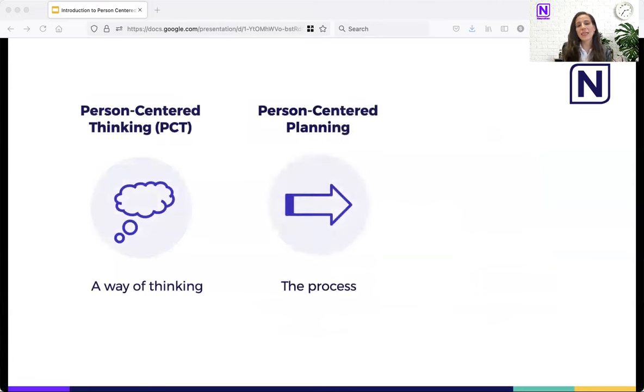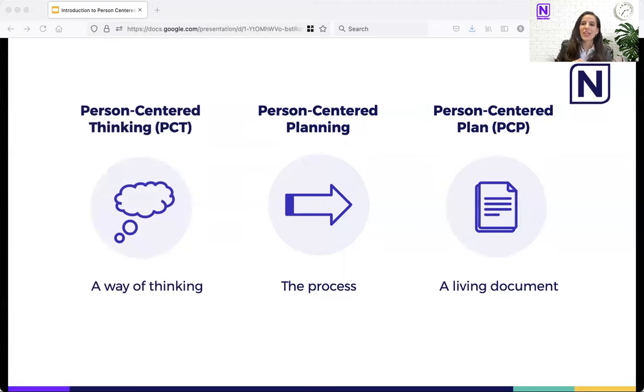Person-centered planning is the process that we use. So we use person-centered thinking tools to learn from you and your circle of support. And together we're going to build your person-centered plan. Your person-centered plan is a living document. This means that it's something that you can go back to as time passes and things change in your life. It organizes information and helps you to reach your dreams.